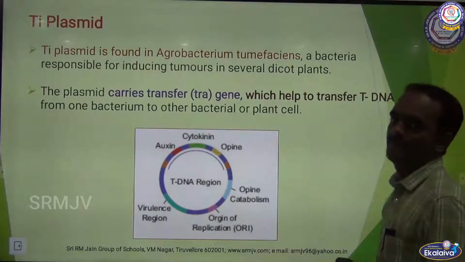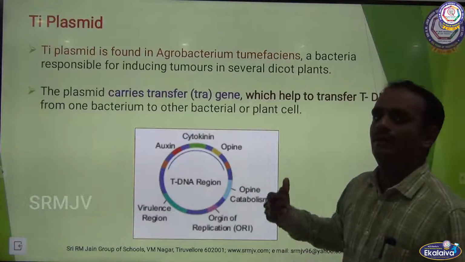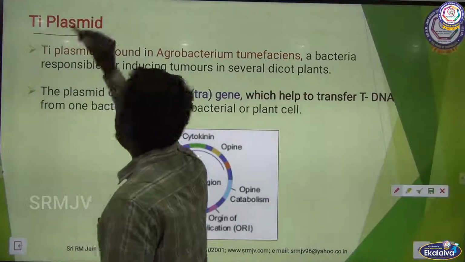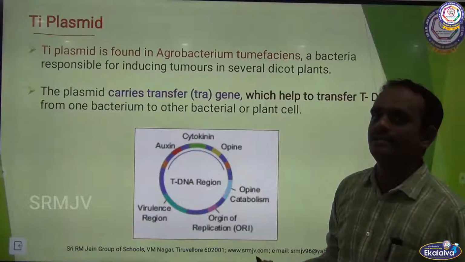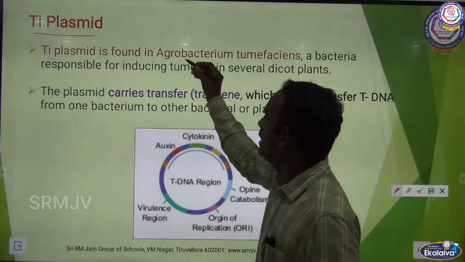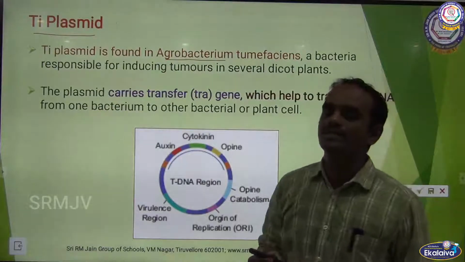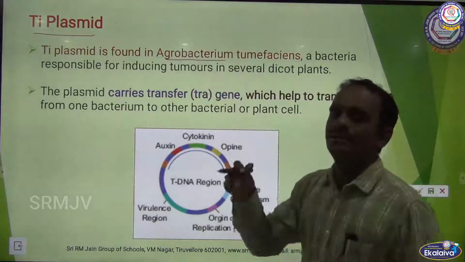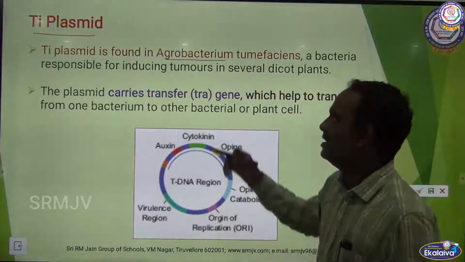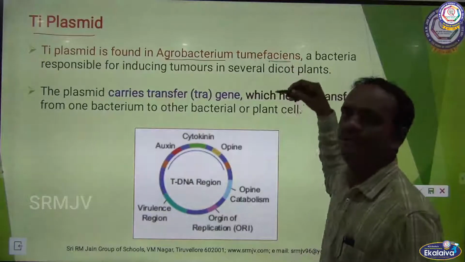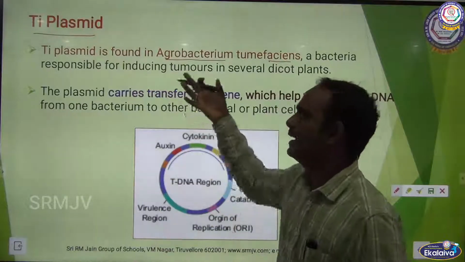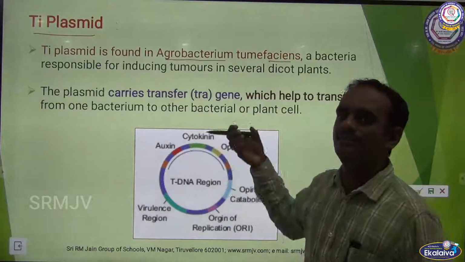The second type of plasmid vector is the Ti plasmid. It is also very important. The Ti plasmid is found in Agrobacterium tumefaciens. Agrobacterium is nothing but a bacterium present in the soil. It is also called a soil bacterium. It provides strength to the soil. This plasmid is extracted from this particular bacterium.